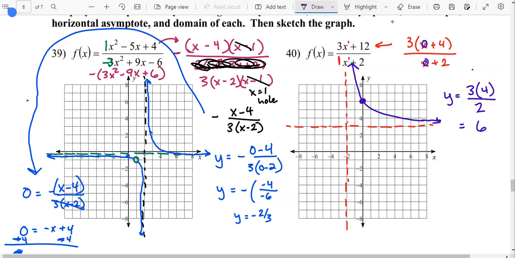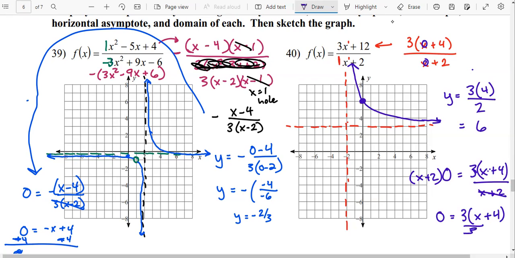So instead of plugging in 0 for x, I'm going to plug in 0 for y equals 3x plus 4 over x plus 2. Multiply both sides by x plus 2, cancels it out over here. If I multiply this side by x plus 2, it's still going to be 0. 0 equals 3x plus 4. Let's divide by 3. We get x plus 4 equals 0. Subtract 4, get x equals -4. That's right there. So this is going to look like this. And that's all there is to it.